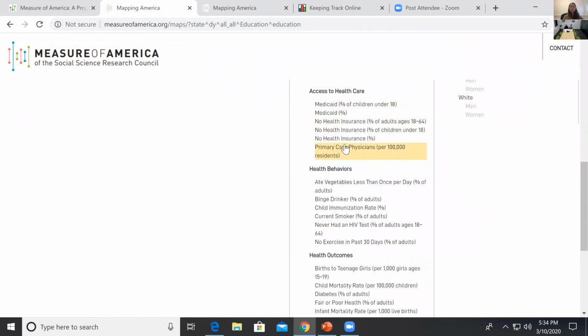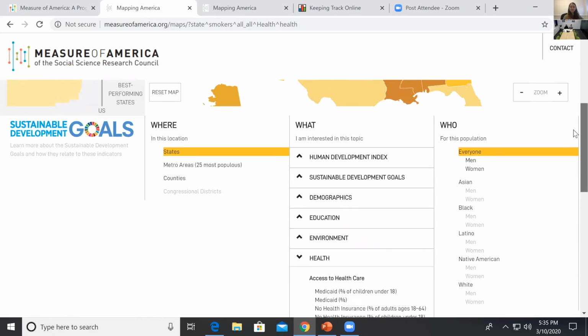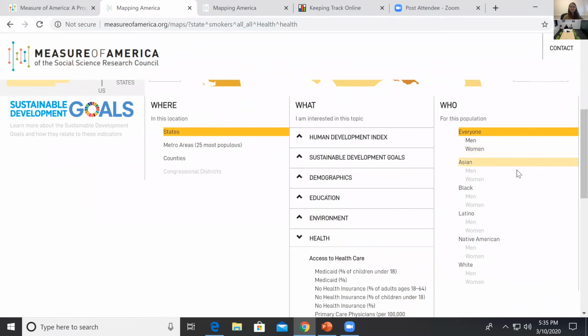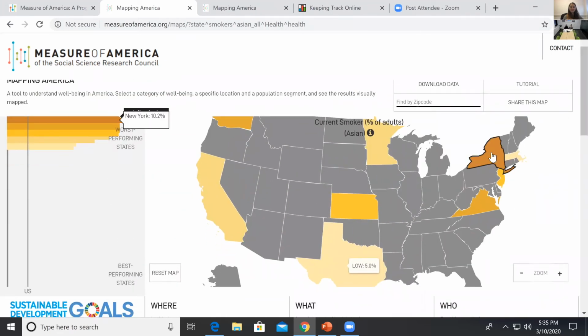So access to healthcare and insurance, health behaviors, right? Again, it depends on which places collect this information, but say you want to see smoking rates, right? Say that's something that you're interested in, and you want to look by ethnicity. So you want to see the rate of Asian folks who smoke. This is sort of where you can get that information. In most of the states you cannot, in some you can.